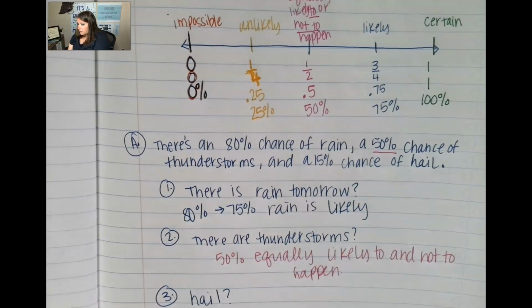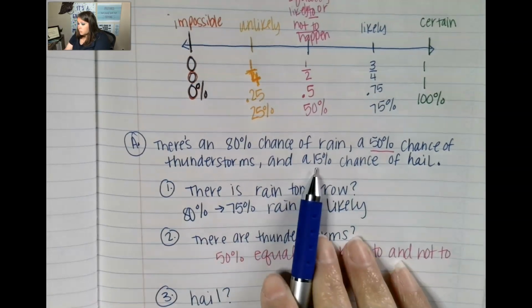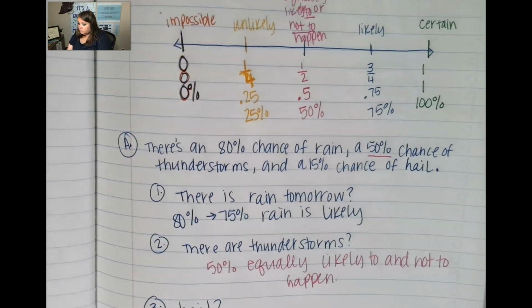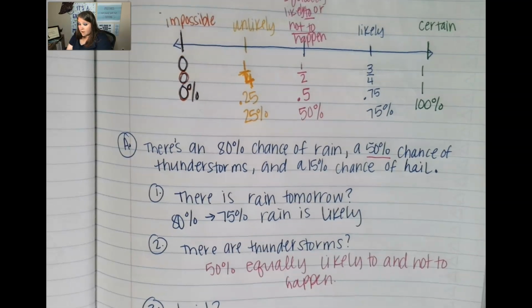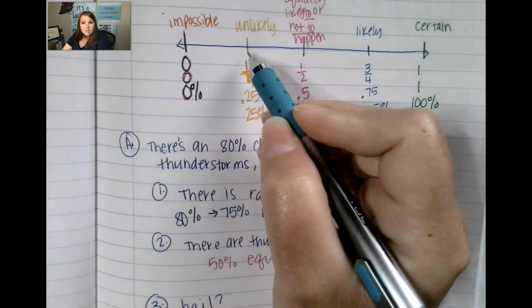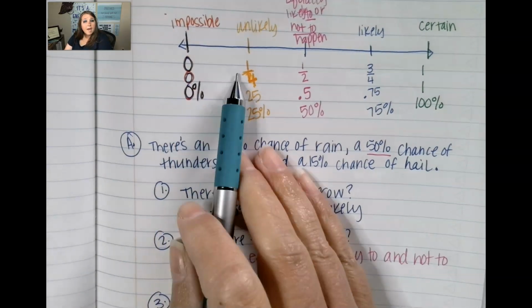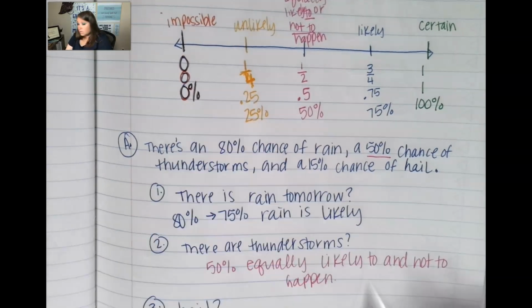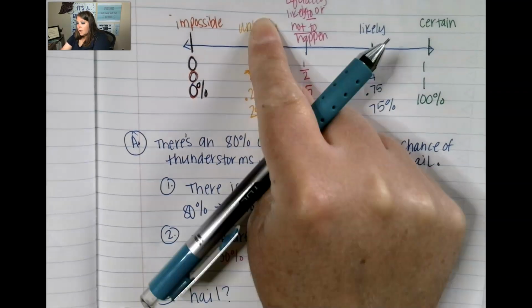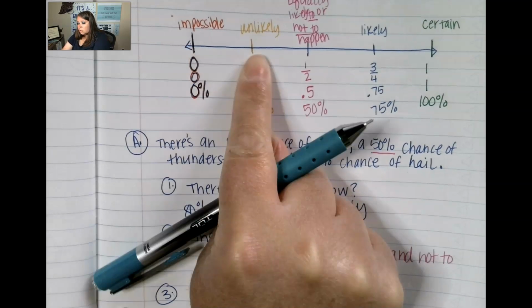Probability of hail tomorrow? Well, it says a 15% chance. Okay, well this one's kind of challenging because it's halfway between 15%, right? So if we look at this, we're looking at 15%, which is right here in between 0 and unlikely. Well, it's moved past 0%. So we're going to go with 15%, and that's going to be closest to unlikely because it's in between.